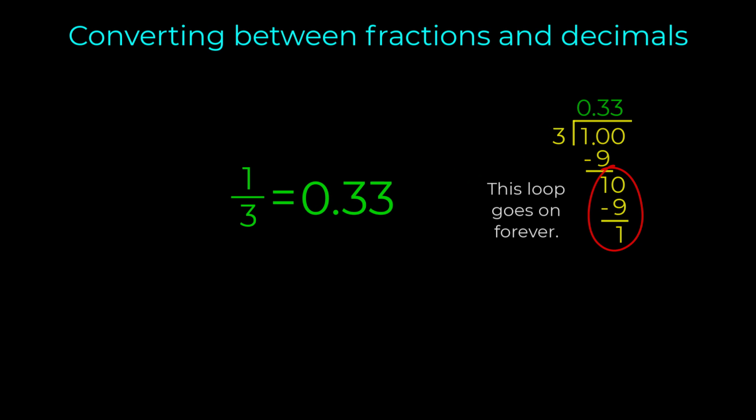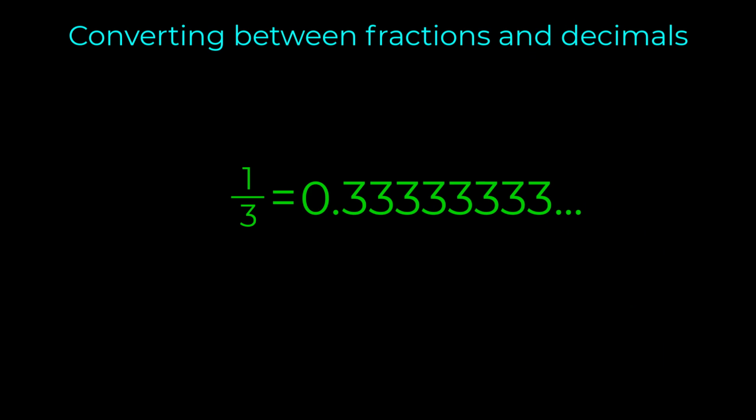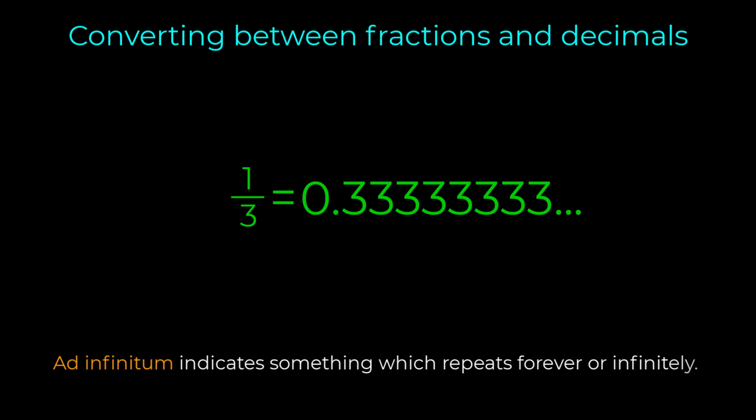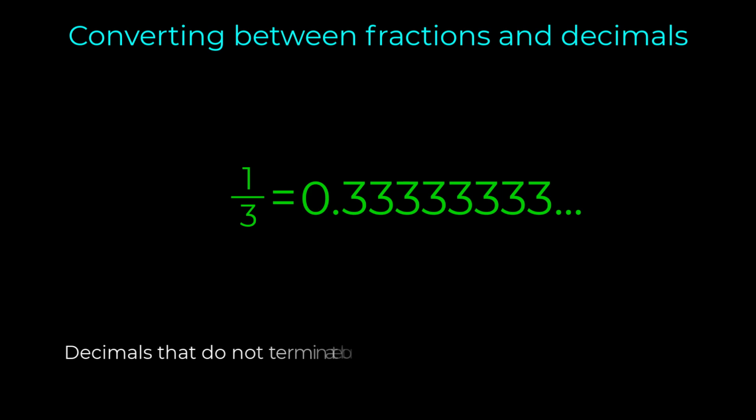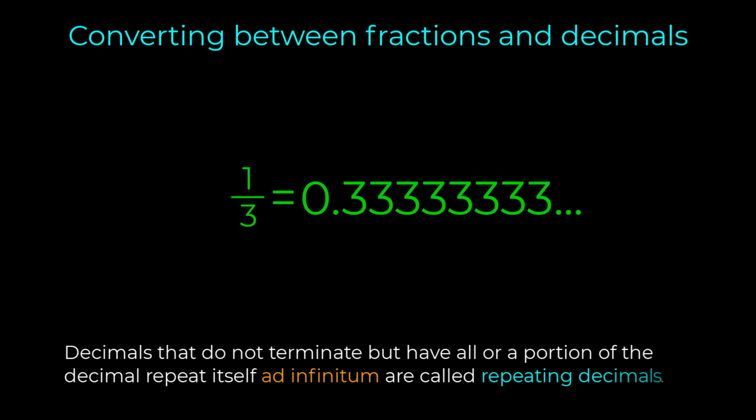1/3 in decimal is 0.3333 for as long as I desire to write down threes. I will be using the term ad infinitum, which is not exclusively a mathematical term, but indicates something that repeats forever or infinitely. Decimals that do not terminate, but rather have all or a portion of the decimal repeat itself ad infinitum, are called repeating decimals.